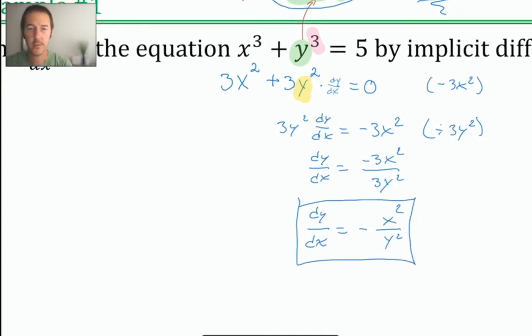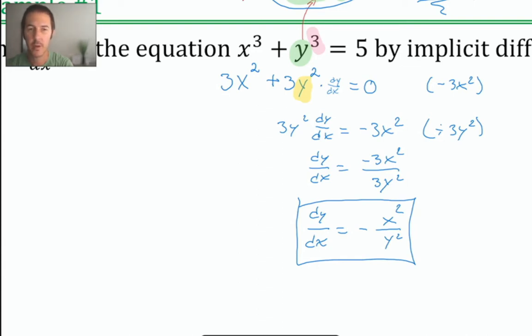So the 3 is canceled, the negative is sticking around, and you'll notice that I put the negative out in front of the fraction. That's allowed. The negative can stay in the numerator. I could have pushed the negative down to the denominator, or I can put the negative next to the fraction. All of those are equivalent.